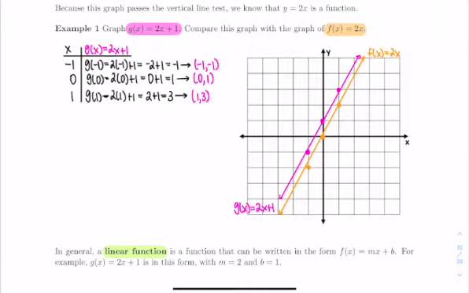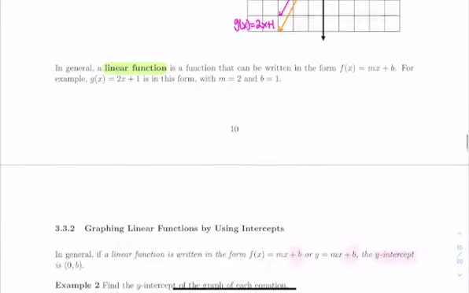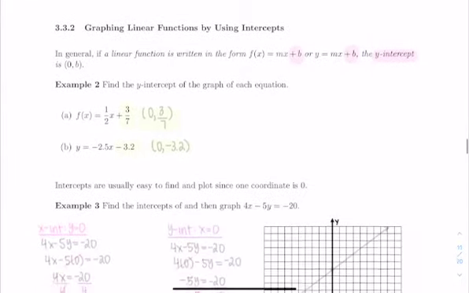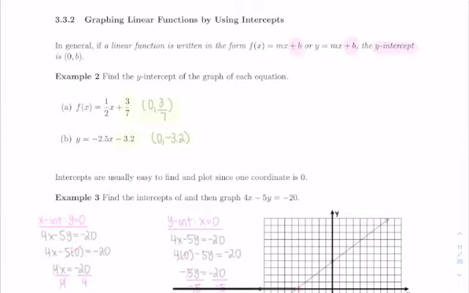So in general, if a linear function is written in the form f of x equals mx plus b, or y equals mx plus b, the y-intercept is (0, b). That means whatever is being added or subtracted at the end is going to become my y-intercept, which is where it crosses the y-axis.